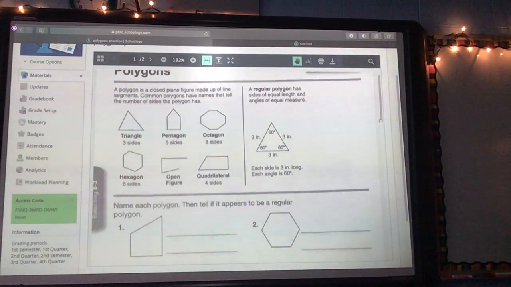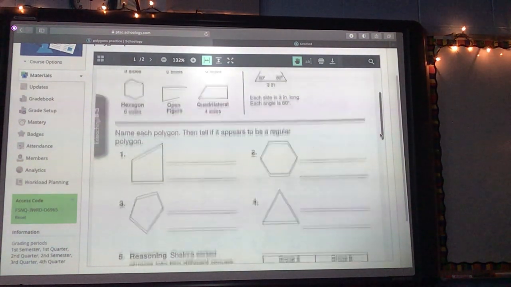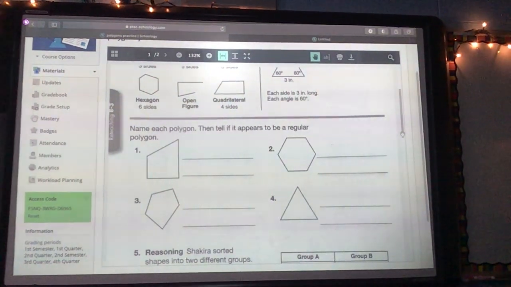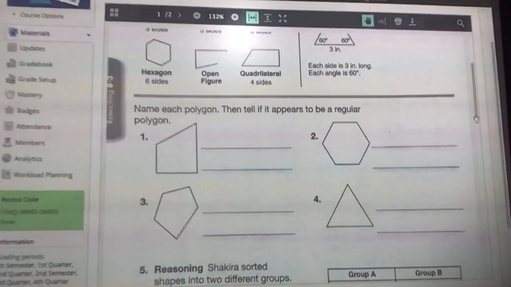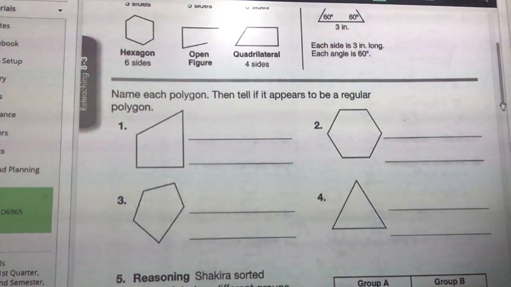Number 1, you have to name that polygon. Number 1 in your math notebook. And then you also have to tell me, is it a regular polygon or irregular? In your math notebook, number 1. What kind of polygon is that?